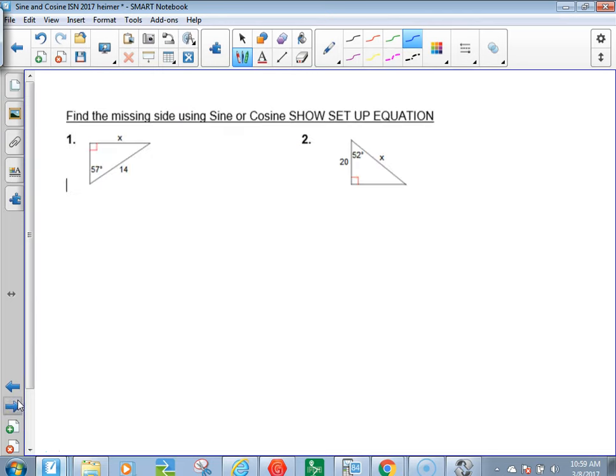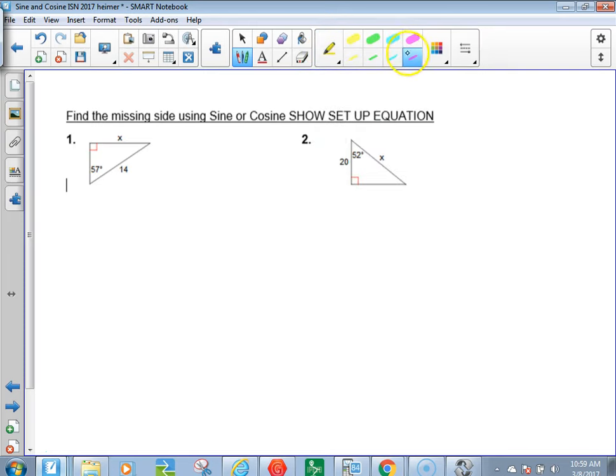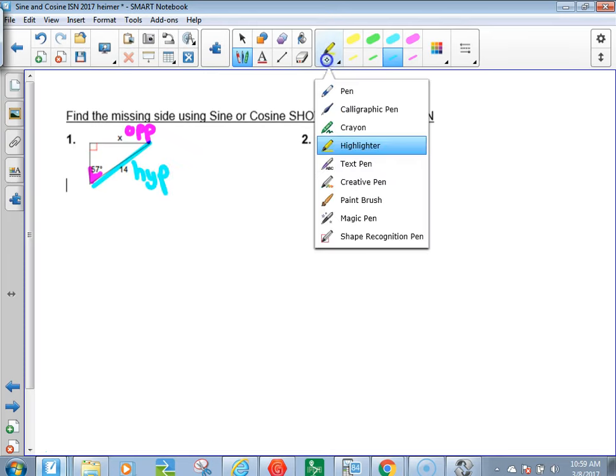All right, on number 1, find the missing side, use sine or cosine, and show the setup equation. You need to give the equation. So if I'm coming from the 57-degree angle, that's where we come from. We never come from the right angle. Then the side across from it is the opposite, and the side that is across from the 90 is the hypotenuse. So what would we use? Sine or cosine?